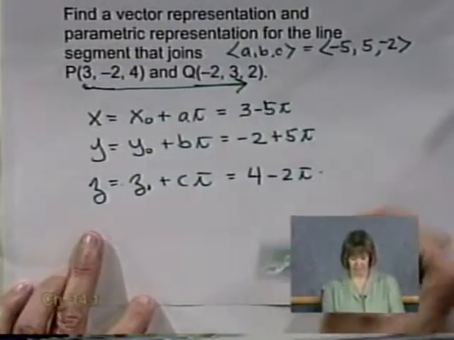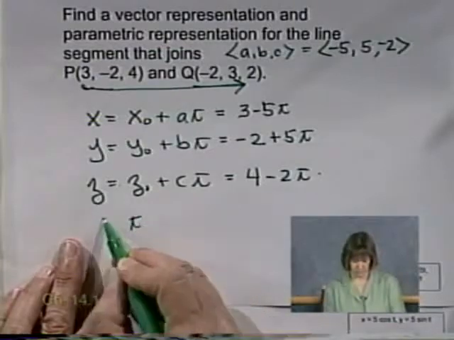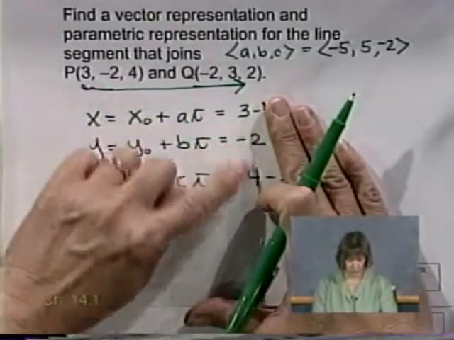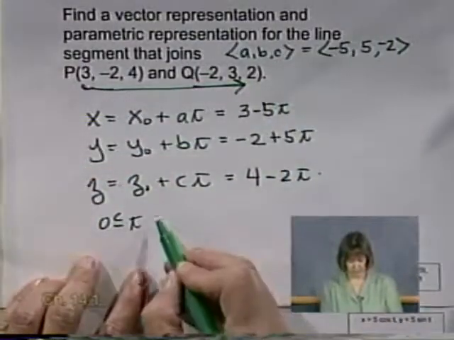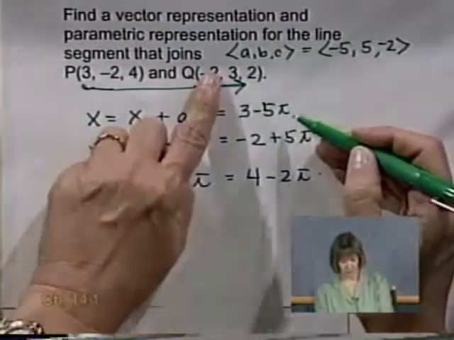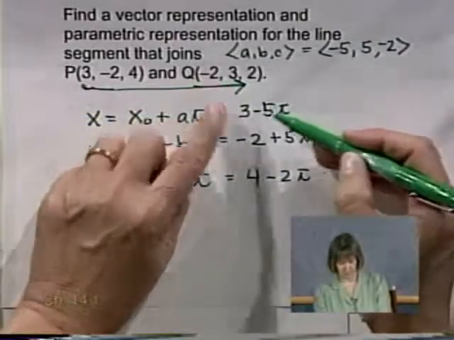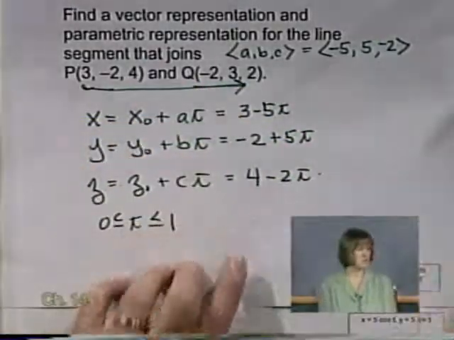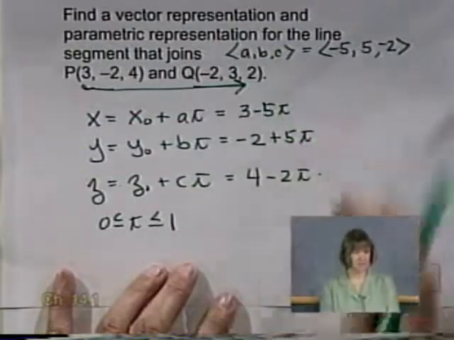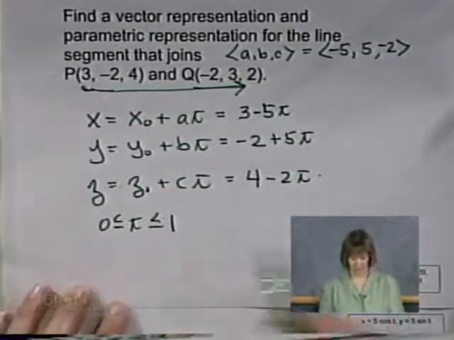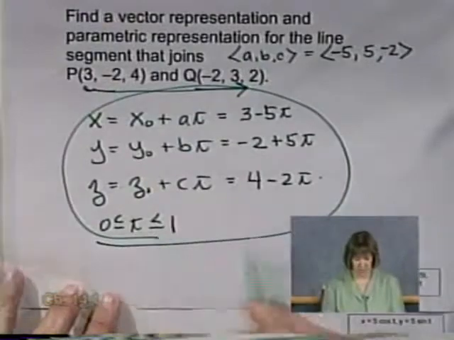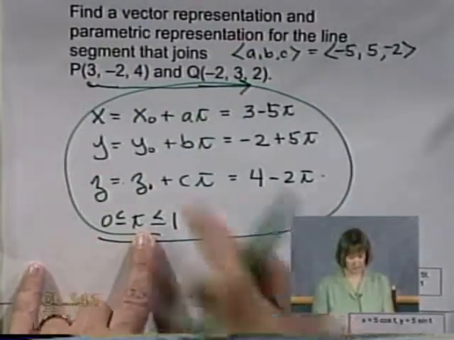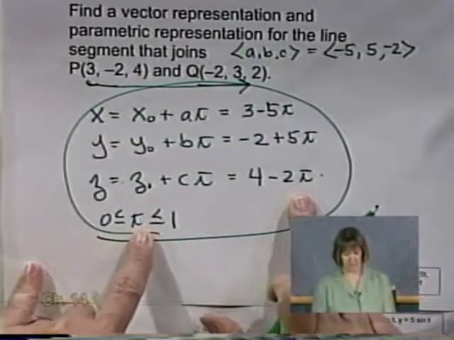Notice, when you let t be 0, these drop out and you get the point 3, -2, 4. When you let t be 1, you're going to get that point right there. Because 3 minus 5 is -2, and -2 plus 5 is 3. Of course, because you just did that subtraction. This is how much you're adding if t is 1. And so this is the parametric representation. It looks just like the line, except you let t range from 0 to 1, and it's going to take you from this point to that point.